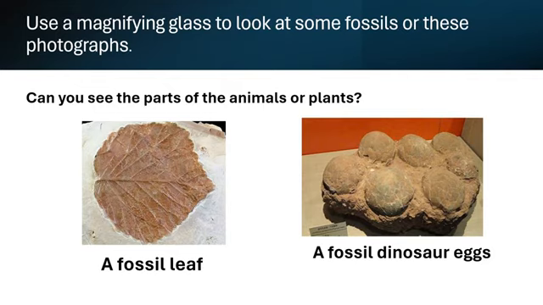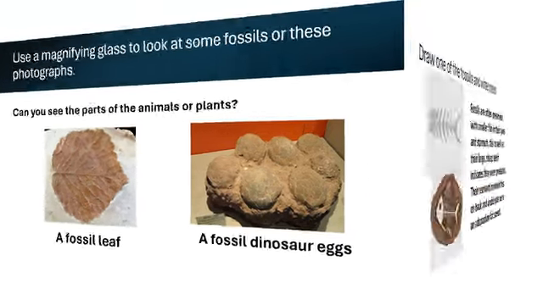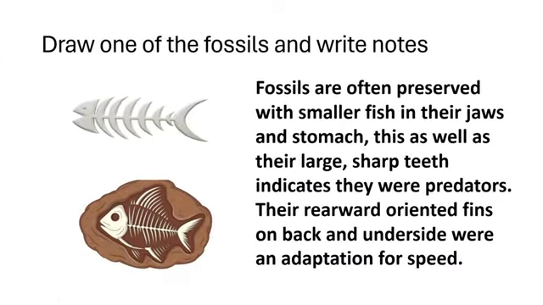Use a magnifying glass to look at some fossils or these photographs. Can you see the parts of the animals or plants? The first one is a fossil of a leaf, and the second one is a fossil of dinosaur eggs. Draw one of the fossils and write notes.